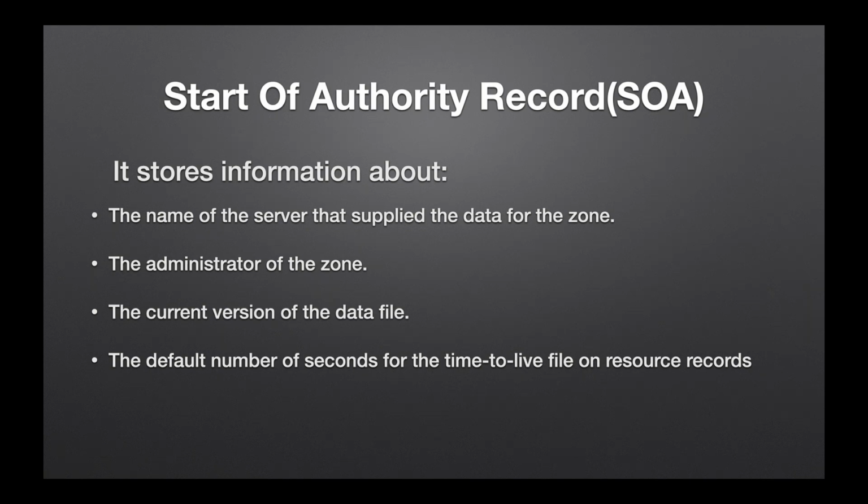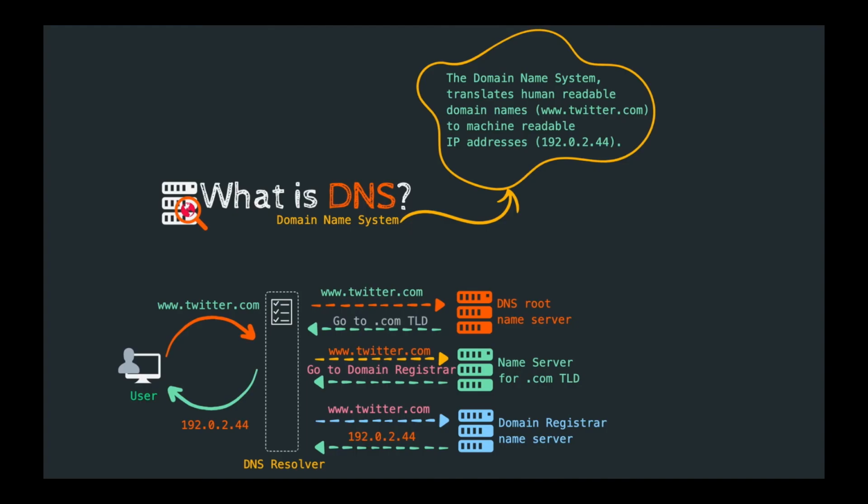Next, here I have drawn a diagram so you can understand better what DNS is. I have written that the Domain Name System translates human readable domain names, like Twitter, to machine readable IP addresses. This is how I posted it on Twitter. If you check here, the user requests twitter.com, but actually gets forwarded to the IP. So this is how it works.